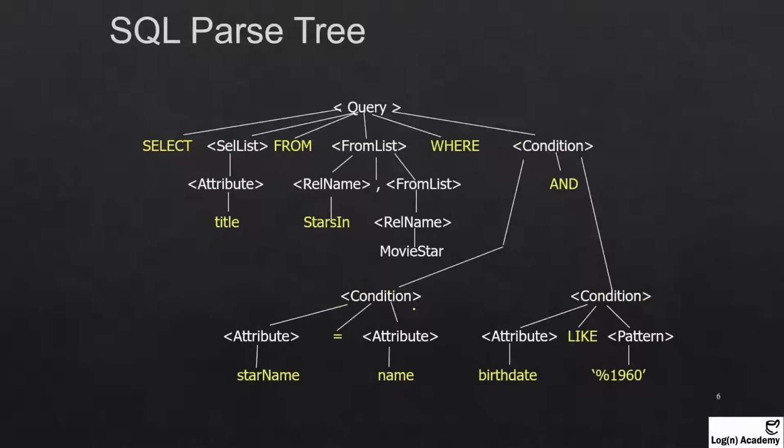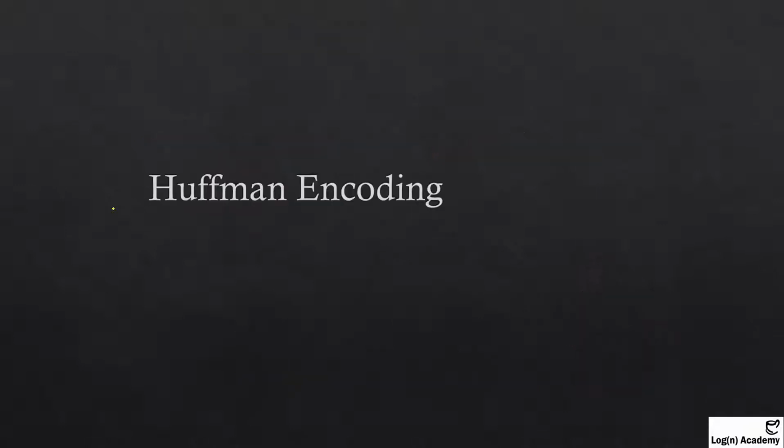So here we have a parse tree. When the SQL engine evaluates that expression, or you can say that query, it will form a tree something like this. It's just an example to give you some uses of binary trees and how they can be helpful. Now let's discuss Huffman encoding.